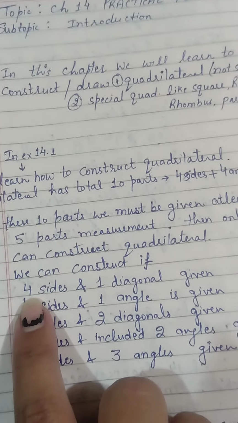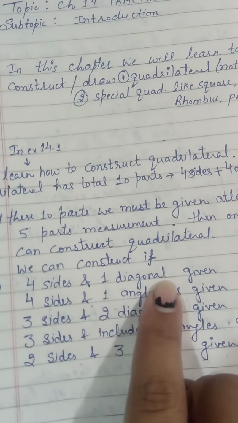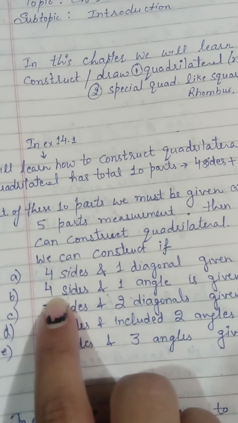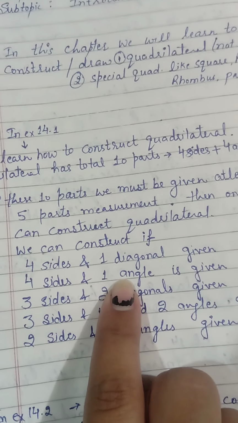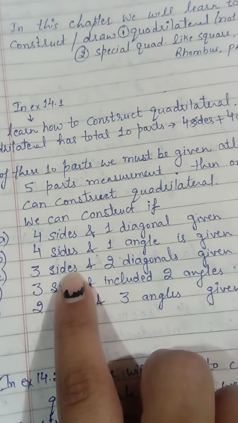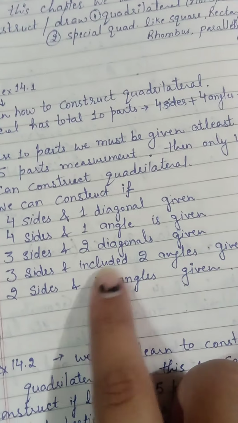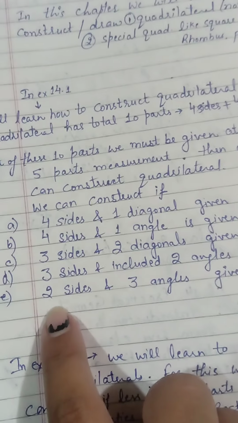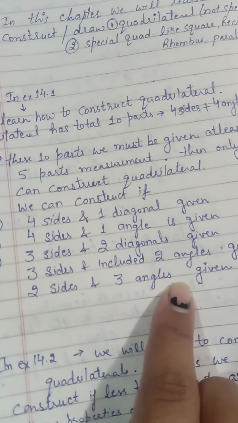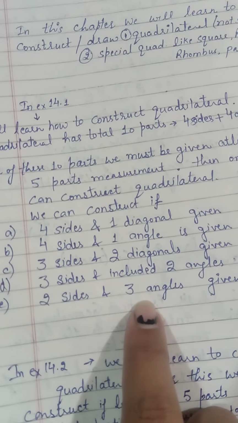You will be given either all 4 sides' lengths and 1 diagonal length, then you can draw the quadrilateral easily. And if you are given 4 sides and 1 angle, then also you can draw easily. Or you will be given 3 sides and 2 diagonals, or 3 sides and 2 included angles, or 2 sides and 3 angles. If you are given such 5 measurements, then only you can construct the quadrilateral in the first exercise.